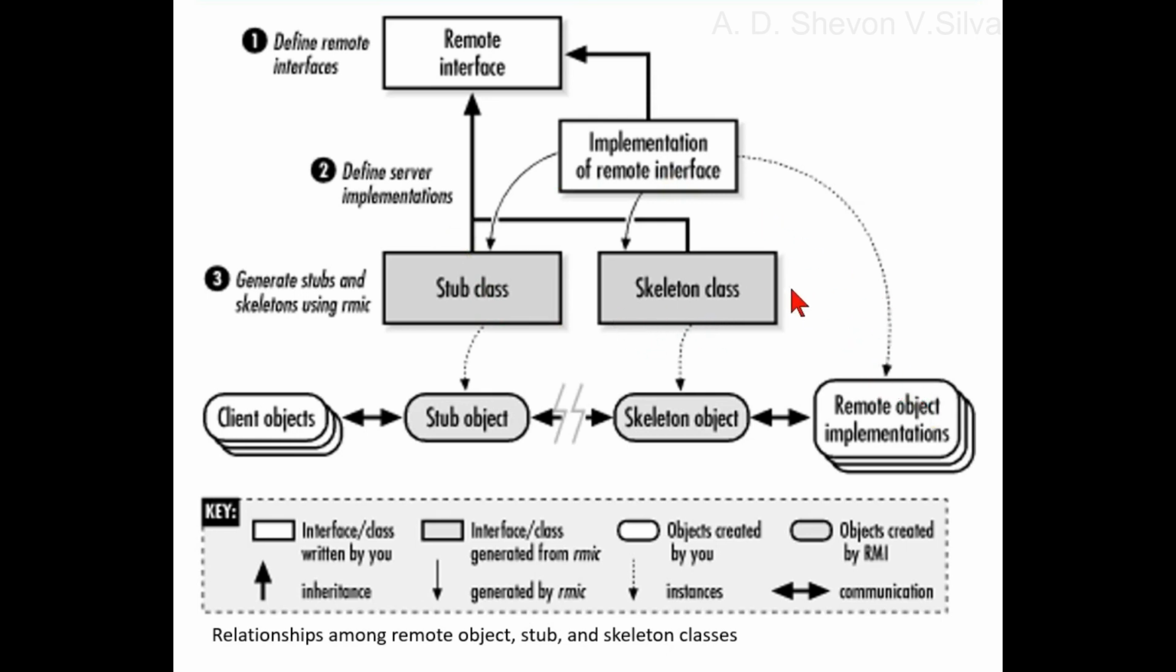The communication between local objects and remote objects is handled using these client stubs and server skeletons. The relationship among stubs, skeletons, and the objects that use them is shown in this figure.